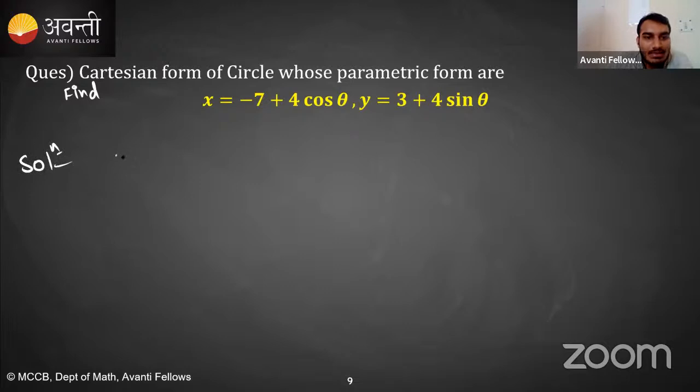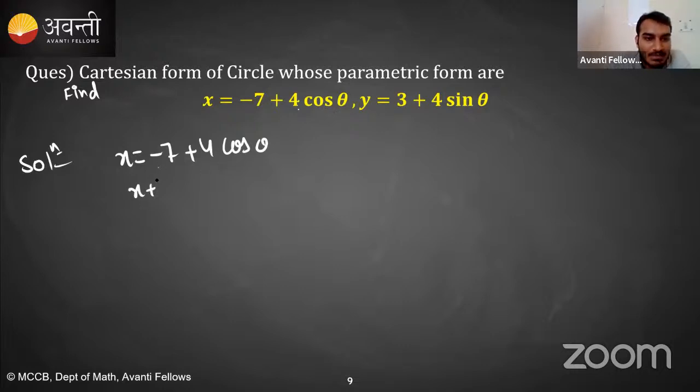So everyone, what is x? X is nothing but -7 plus 4 cos theta. So if you look at this quickly, you can directly say what the radius and the center of the circle are. What is the center? -7 comma 3, right? What is the radius? 4, right?